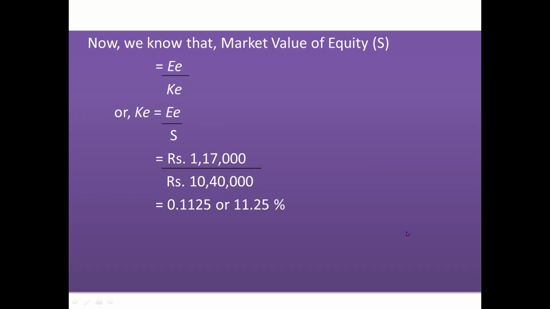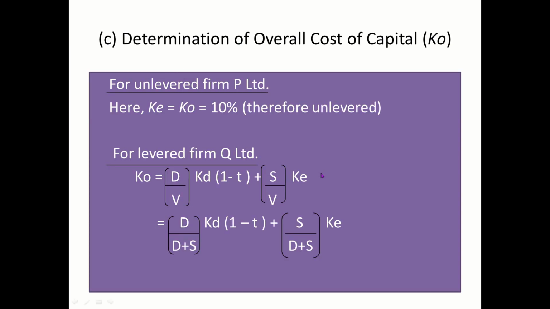Now, if we divide the earnings available for equity shareholders, 1,17,000, by the value of equity, 10,40,000, this is your value of equity in case of Q Limited. The earnings for equity shareholders is 1,17,000. So we see the cost of equity is 11.25%. This is your cost of equity.